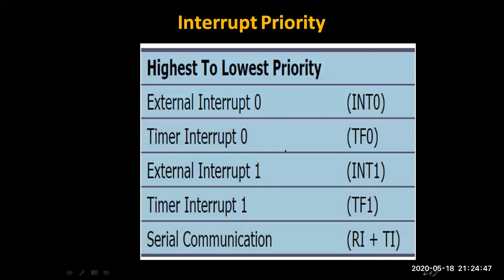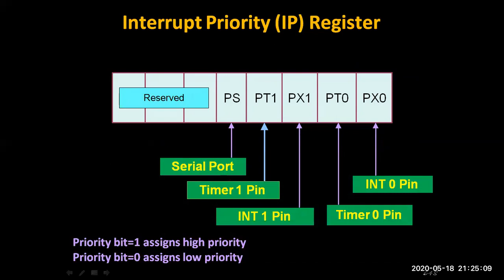And interrupt priority. Here external interrupt 0 has the highest priority, then timer interrupt 0, then external hardware interrupt 1, and timer interrupt 1, and the least priority is serial communication, either RI or TI. So these are the interrupt priorities: INT0, timer 0, external interrupt 1, timer 1 interrupt, and serial interrupt. These are reserved. So this is the format of the interrupt priority register.